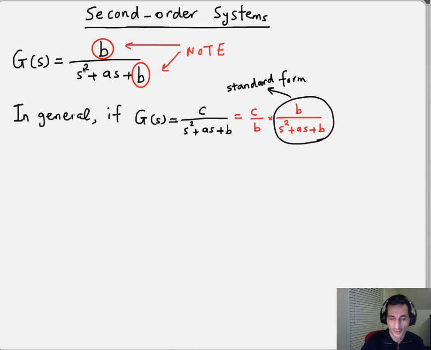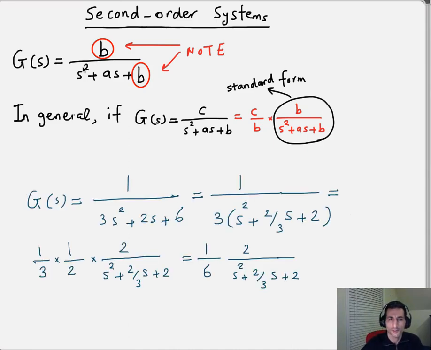As an example, we're going to examine one example. It's going to be very simple, so I'm going to write it down. Here, as an illustrative example, you see a system with the transfer function 1 over 3s squared plus 2s plus 6. You don't have the coefficient 6 in the numerator, and the coefficient of s squared is 3, which is not 1. But that's not going to be a problem.